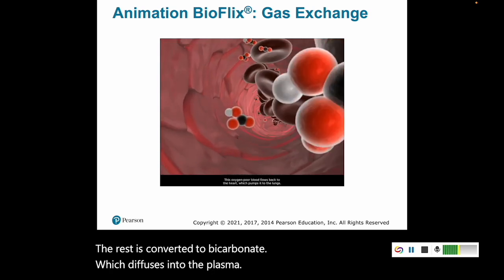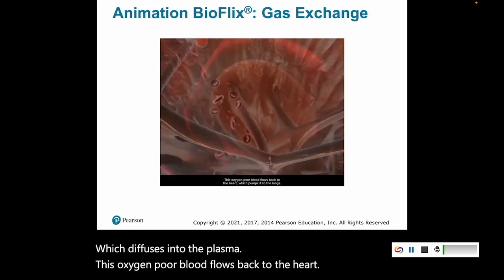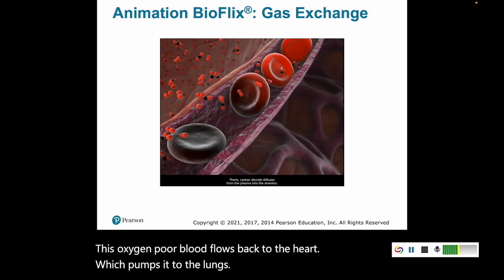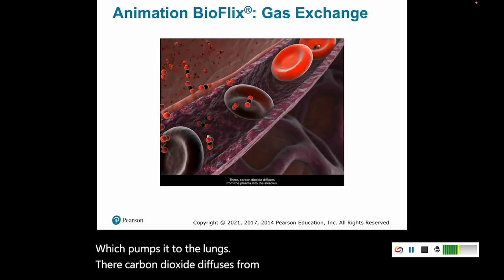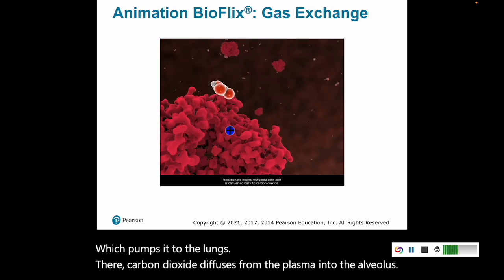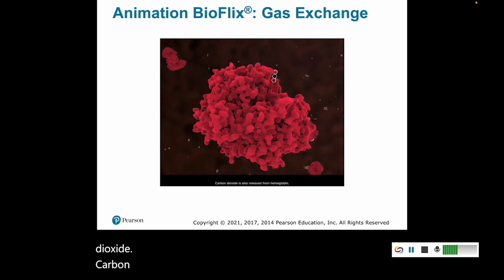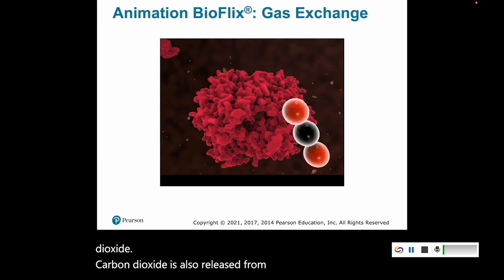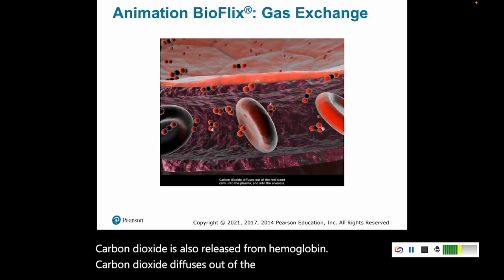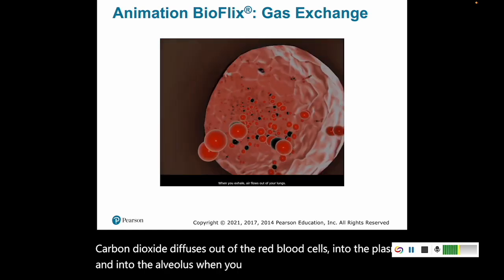This oxygen-poor blood flows back to the heart, which pumps it to the lungs. There, carbon dioxide diffuses from the plasma into the alveolus. Bicarbonate enters red blood cells and is converted back to carbon dioxide. Carbon dioxide is also released from hemoglobin. Carbon dioxide diffuses out of the red blood cells into the plasma and into the alveolus. When you exhale, air flows out of your lungs.